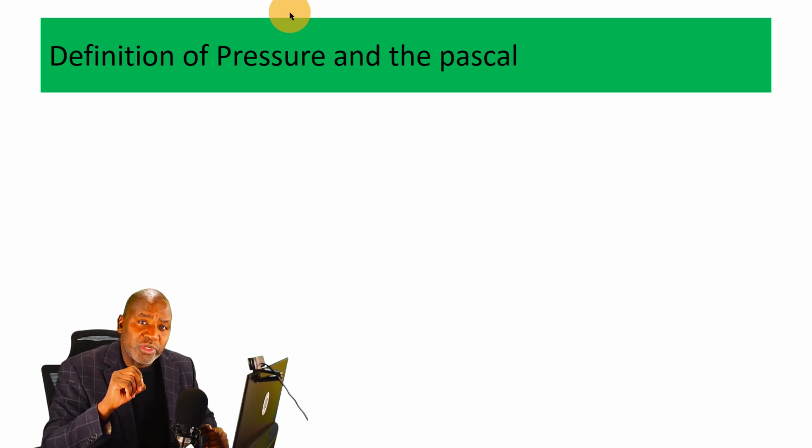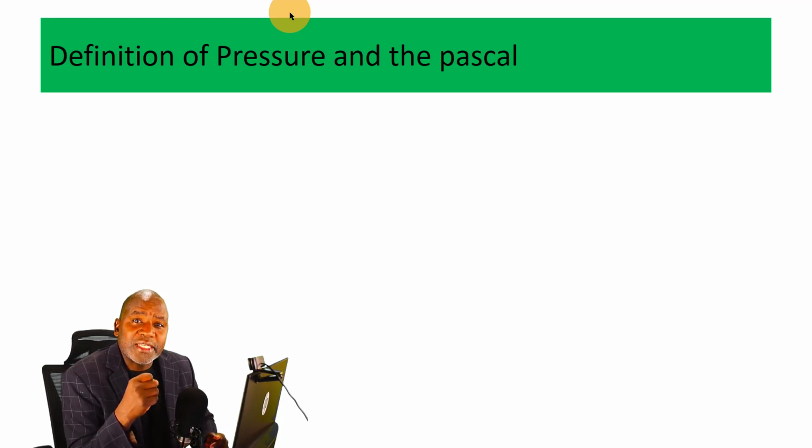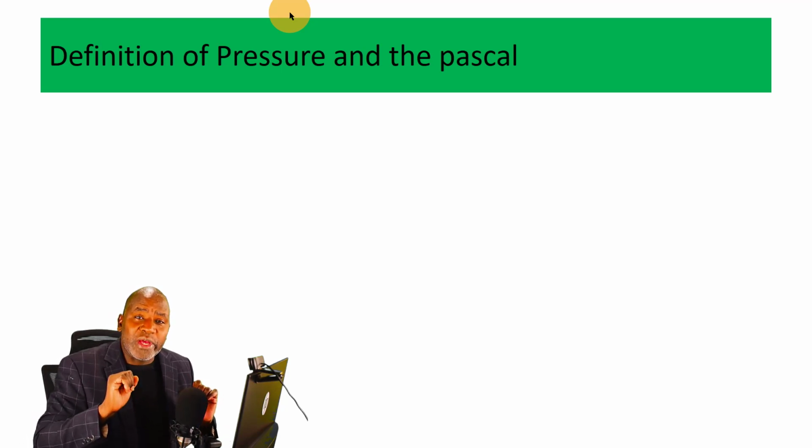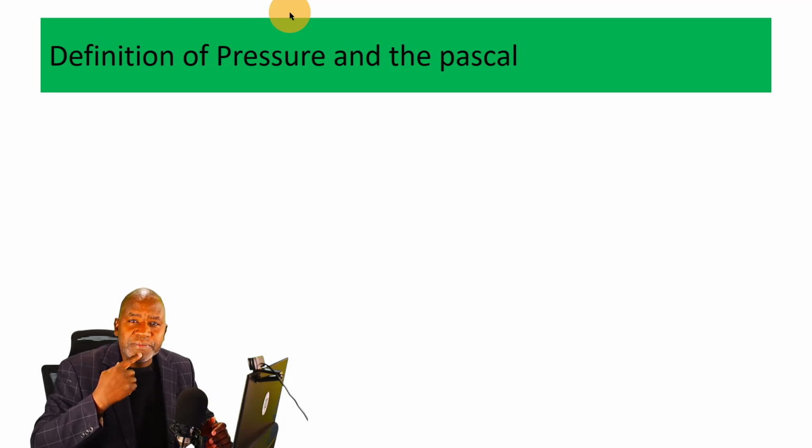The other physical quantity that we have already encountered is area. Area is a measure of surface and its SI unit is square meters. So we have encountered these two physical quantities. Now we are going to combine these two physical quantities, force and area, and come up with another physical quantity which we refer to as pressure.